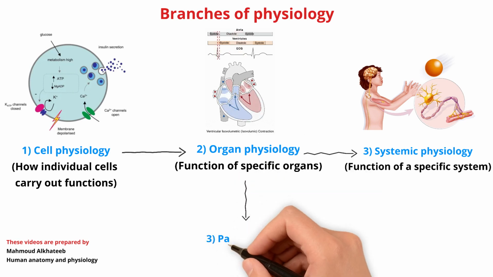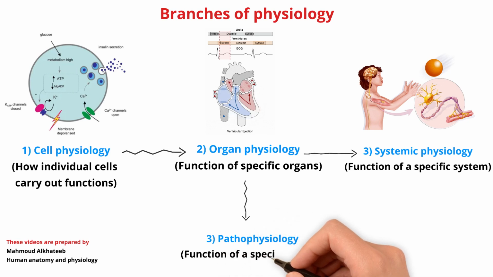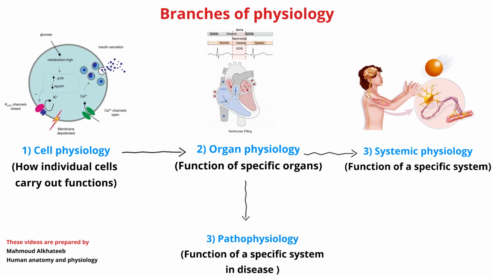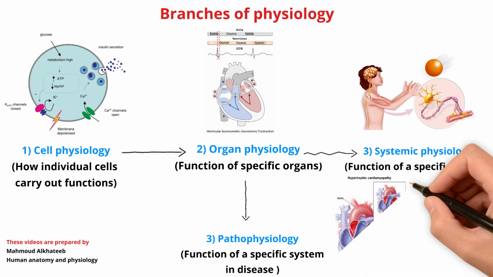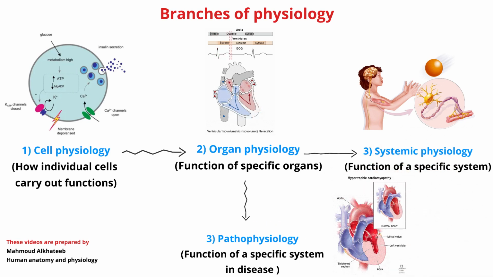One important subfield of physiology is pathological physiology, which focuses on how diseases and disorders affect the normal function of organs and systems. For example, hypertension can cause structural and functional changes in the cardiovascular system, leading to potential heart disease.